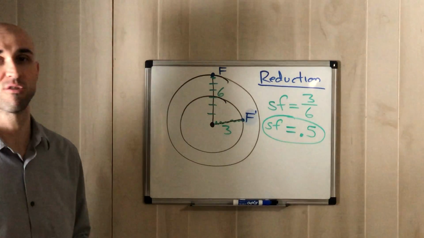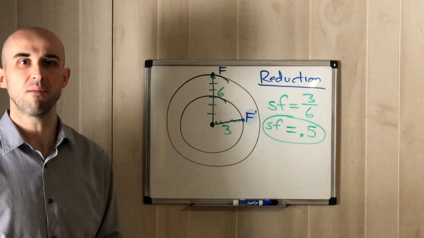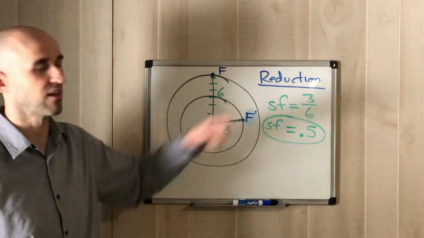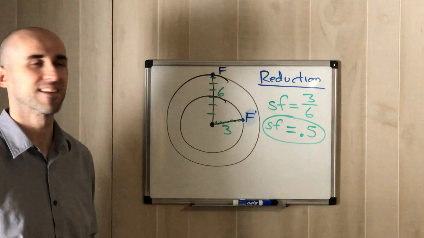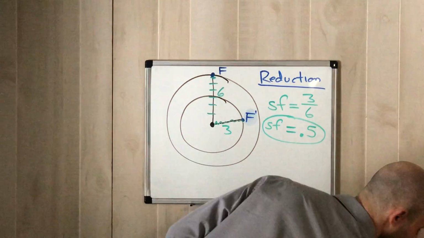And we know our scale factor is right because again, 0.5 is between 0 and 1. 0 and 1 means it got smaller. Reduction. All it is, guys. Okay, that's how you calculate and analyze scale factors.